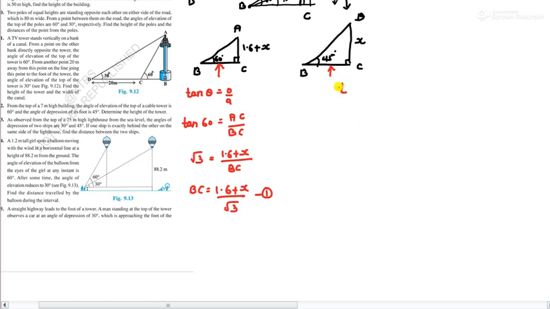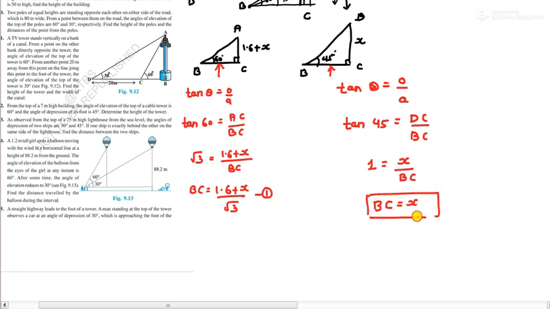Now in the second figure, if I write tan theta, I will get opposite by adjacent. Here tan 45 is equal to DC by BC. Tan 45 is 1, DC is X, BC is unknown. So if I do cross multiplication, I'll get BC is equal to X. Got it? So this is equation number 2. Are you guys following? Do you have any doubt? No, sir.